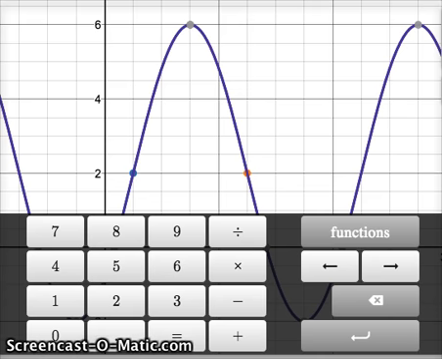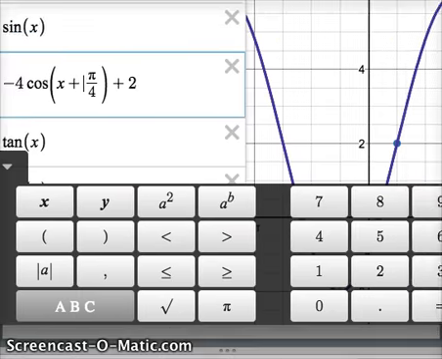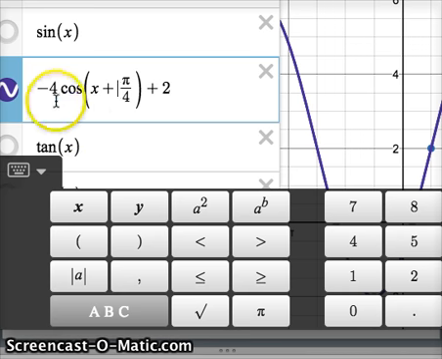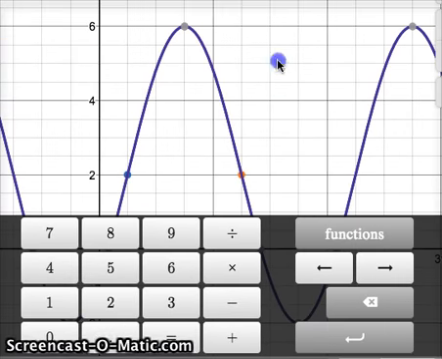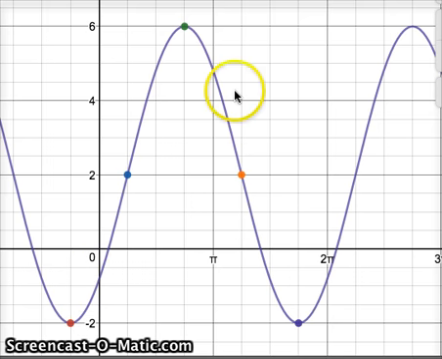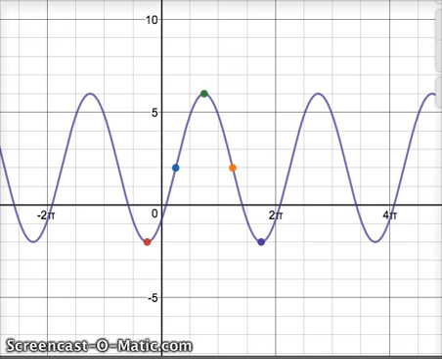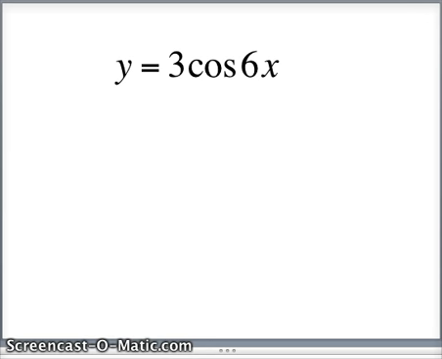Okay, so just to remind you of what that function was, it was negative 4 cos x plus pi over 4. We shifted it to the left pi over 4 plus 2. That's what we get. And then looking at our graph, you can see that that connects all of those points. And we could indeed zoom that out a few times, and you could see how that repeats itself. The primary cycle, though, is still contained in a range of 2 pi. The period of this function is still 2 pi.